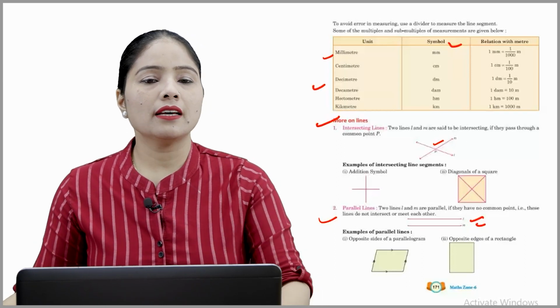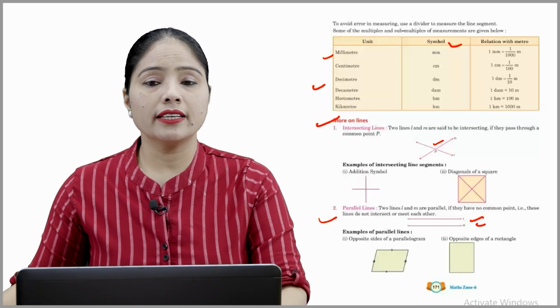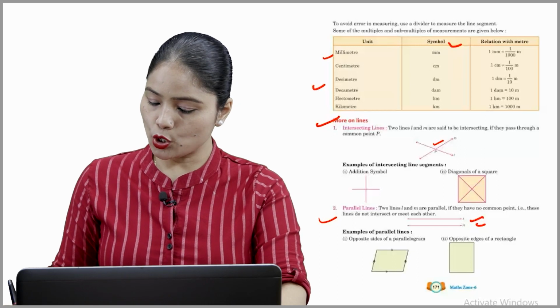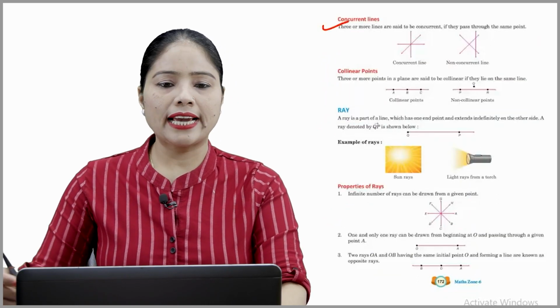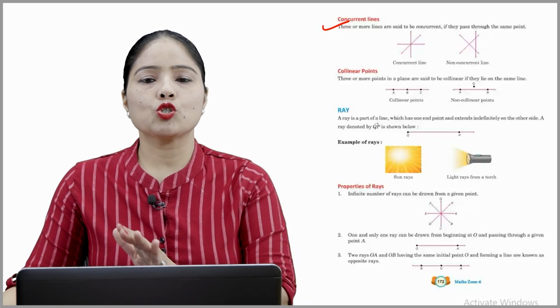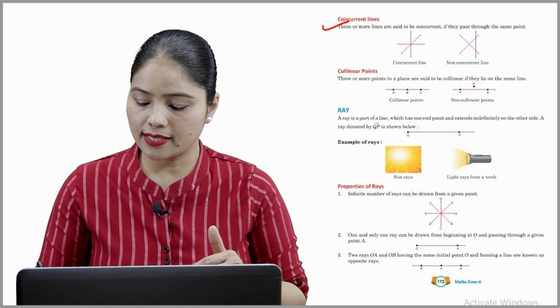Examples of parallel lines are, first one is opposite sides of a parallelogram, like that, and second is opposite edges of a rectangle. Okay beta, I hope you understood well. Now move on to the third line, which is concurrent lines. Three or more lines are said to be concurrent if they pass through the same point, like this.